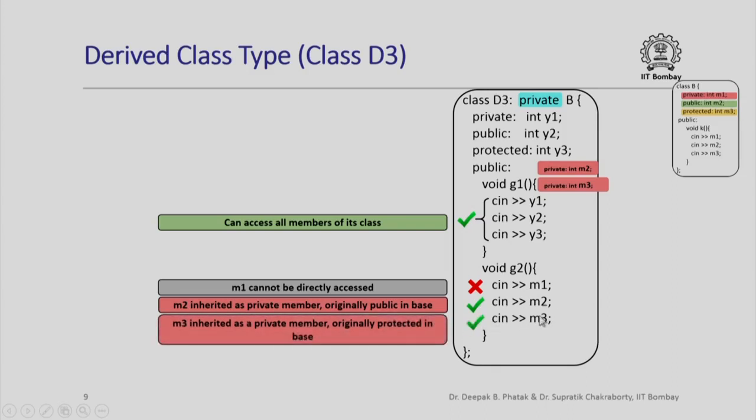And what about M3? M3 also has become a private data member of the derived class D3, so I can certainly access it from a member function of D3.